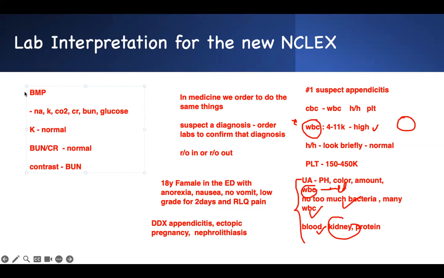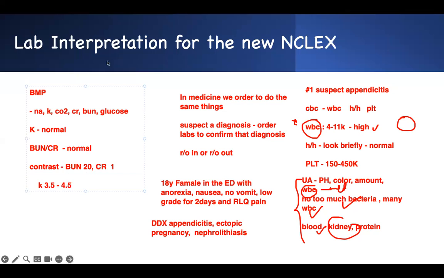If you want numbers, BUN should be less than 20. Creatinine should be, at most, 1. Some people say 1.5, but I want to use 1 so that the ratio can be 20:1. That's all. And your K, make sure it's greater than 3.5 and less than 4.5. That's all. That's where I want it to be.